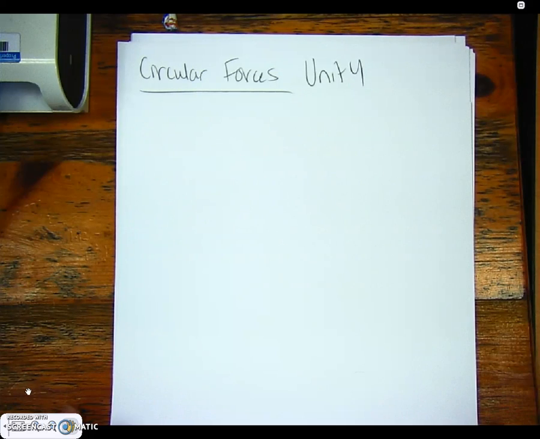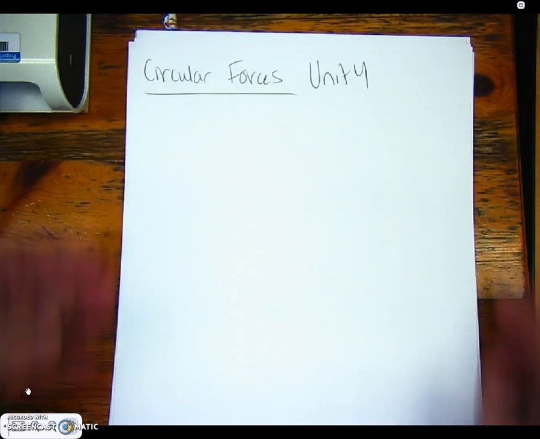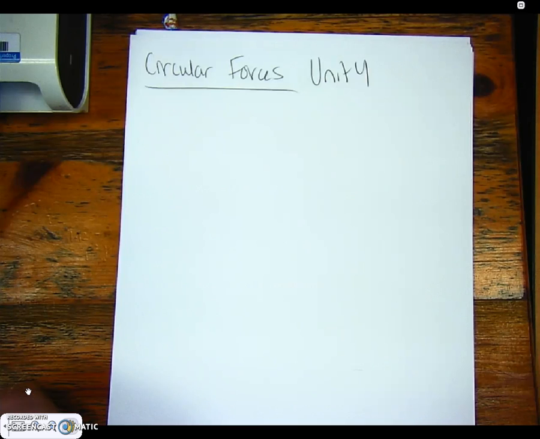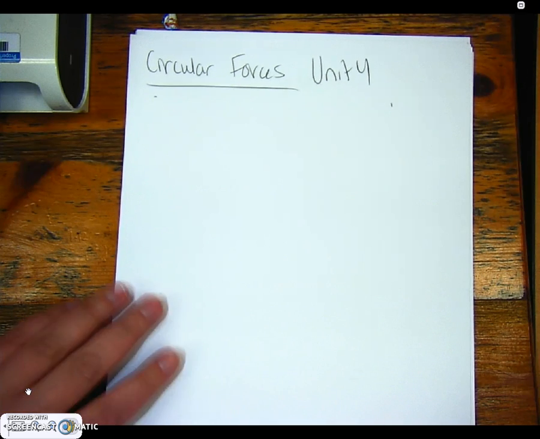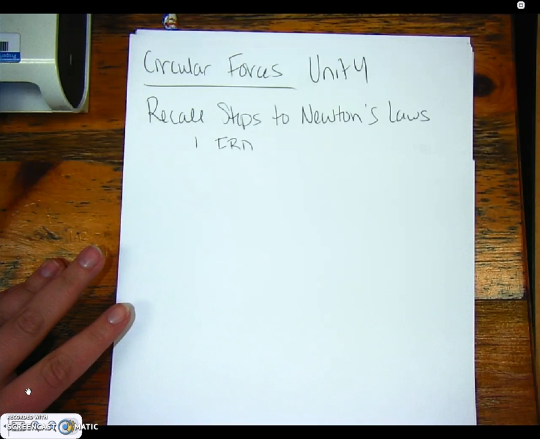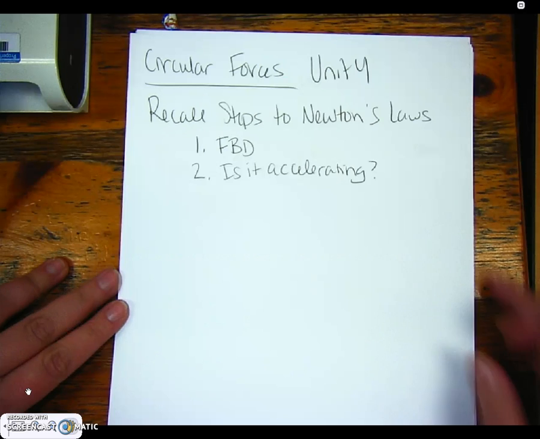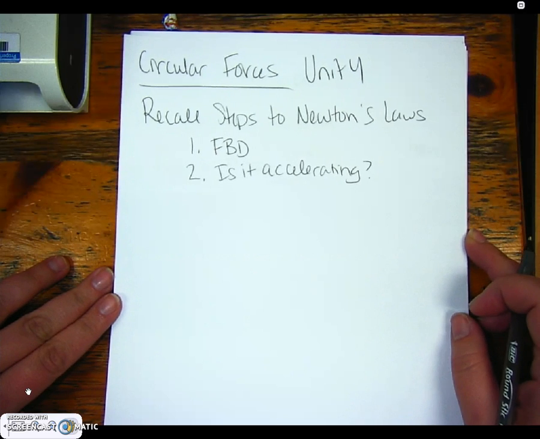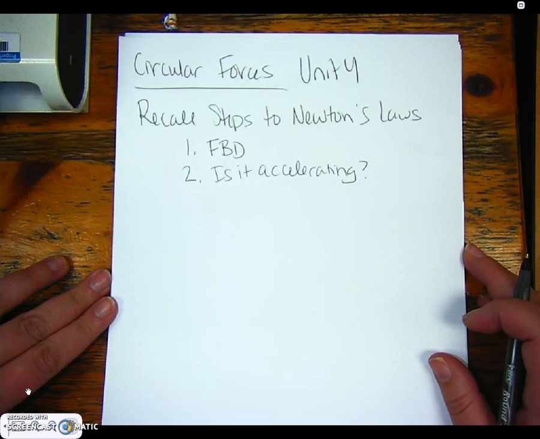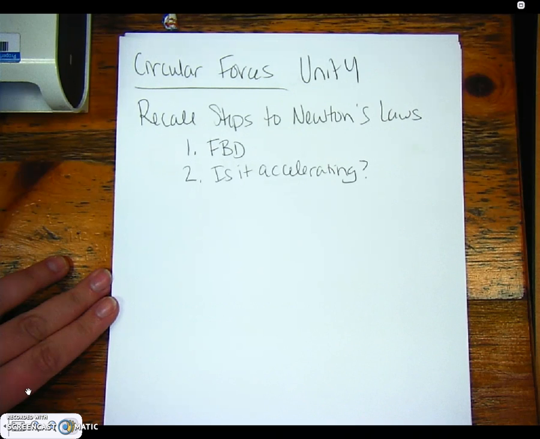All right, in Unit 4, we continued talking about dynamics, but in this case, we were starting to talk about circular forces instead of linear forces. So recall our steps to all of our Newton's law of problems. The first thing that we would do is draw a good free body diagram showing all of the forces that were acting on an object, and then we would ask ourselves, is this object accelerating?